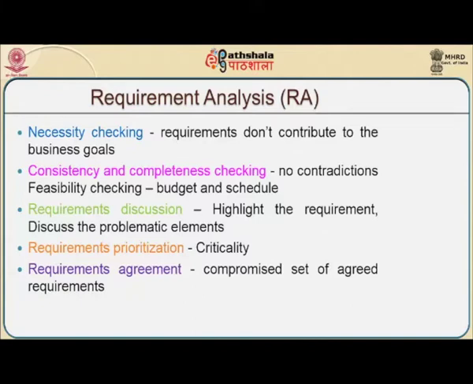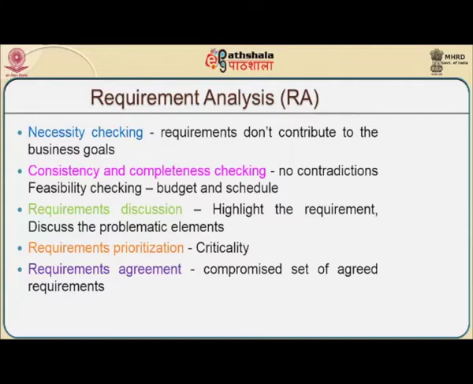In some cases, requirements may be proposed which don't contribute to the business goals of the organization, or to the specific problem that is to be addressed by the system. These are initially identified and checked for their necessity to be included for the further development process.